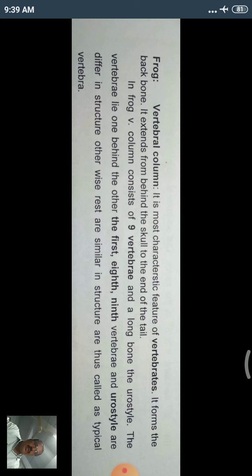In frog, the vertebral column consists of 9 vertebrae and a long bone, the urostyle. The vertebrae lie one behind the other. The first, 8th, 9th vertebrae and urostyle differ in structure. Otherwise, the rest are similar in structure, and thus are called typical vertebrae.